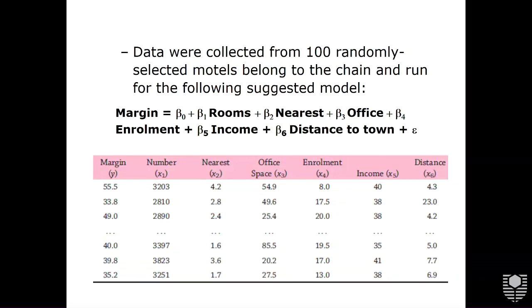When we say predict in here, this y hat is a margin, right? Or y is the margin, and we have more than one independent variable for profitability, guys, right? We have rooms, nearest, staff, office, enrollment, income, distance, town. The data is available in your data set, guys.